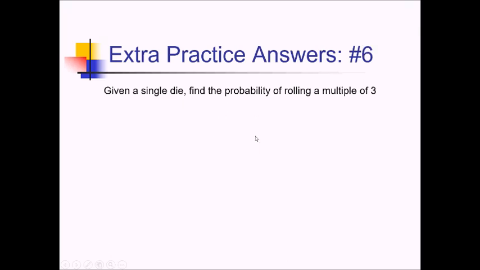On this one, we want the probability of rolling a multiple of 3 on a single die. So we've got 6 total possible outcomes, and from the numbers 1 to 6, multiples of 3, well, we have 3 and we have 6. So that's 2 outcomes that we actually want, so 2 up here. And then we can reduce this to 1 over 3.